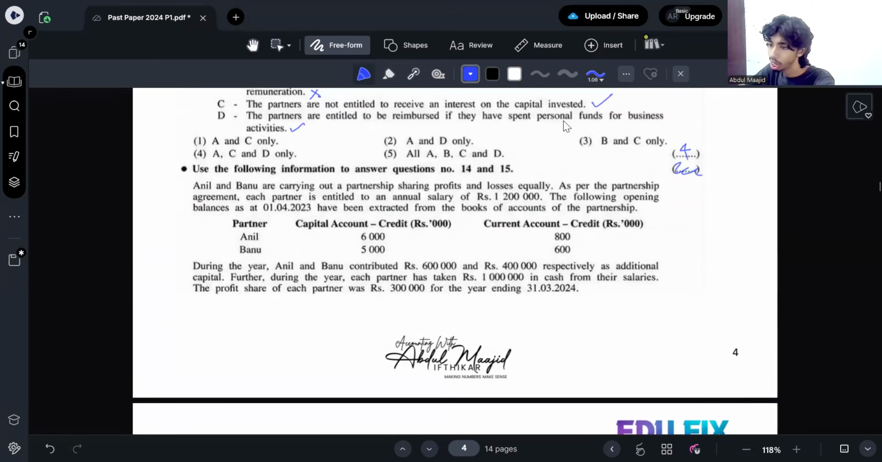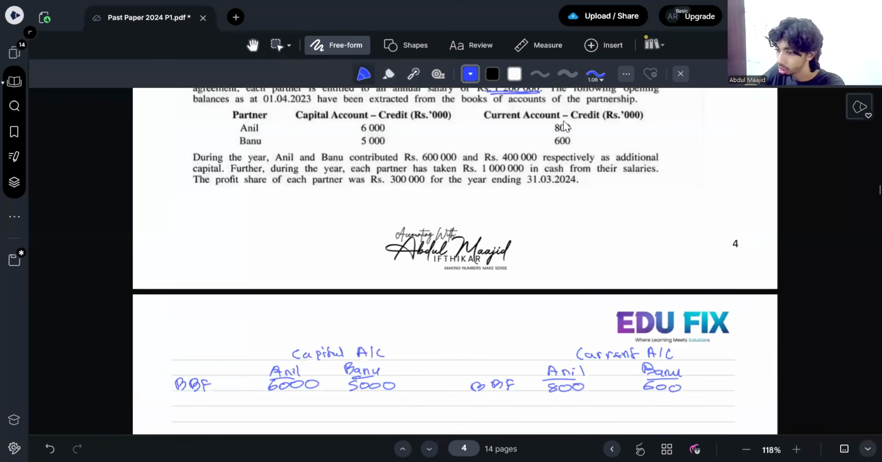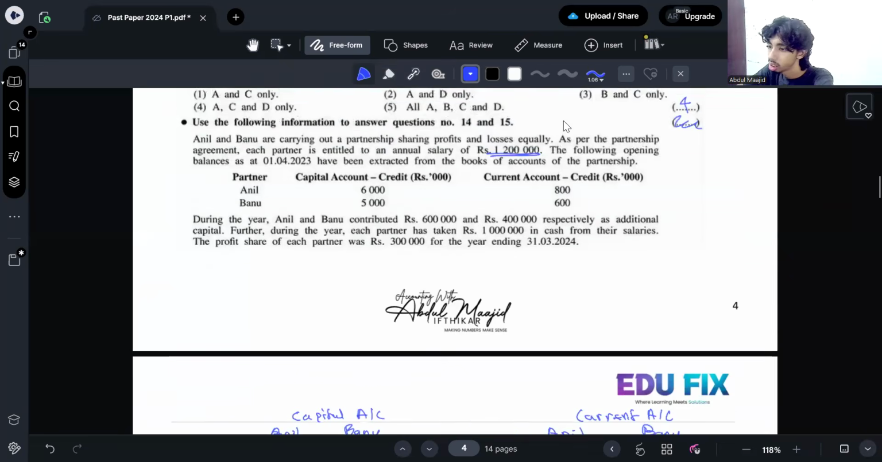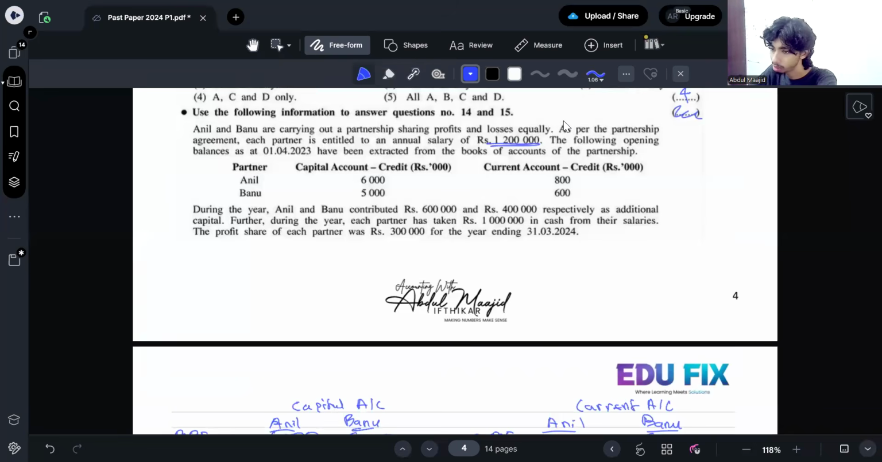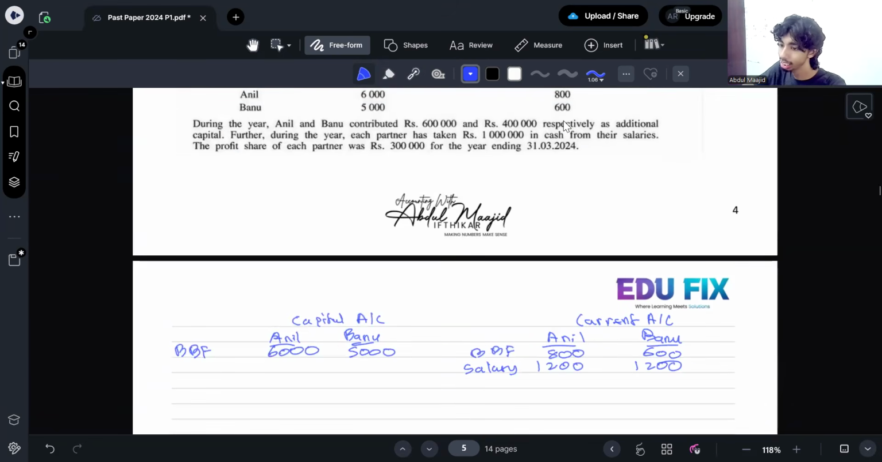Anil and Banu are carrying out a partnership, sharing profit and loss equally. As per the partnership agreement, each partner is entitled to an annual salary of 1,200,000. So in the current account, you can say salary 1,200,000, 1,200,000. The following opening balance were recorded. During the year, Anil and Banu contributed 600 and 400 respectively as additional capital. So additional capital you can put to capital account 600 and 400. Okay.